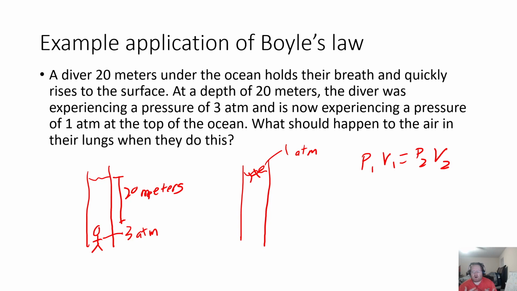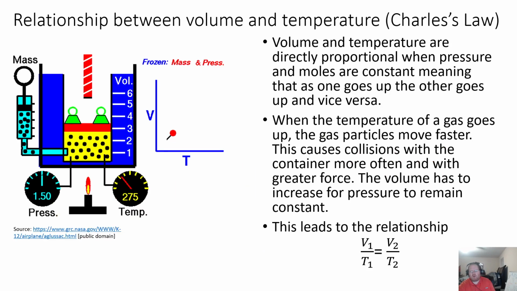Now, pressure and volume aren't our only property we can measure. We can also look at volume versus temperature. In this case, volume and temperature are directly proportional rather than inversely proportional. That means if one changes, the other goes in the same direction. So when volume goes up, temperature goes up, and when temperature goes up, volume goes up, if pressure and moles are constant.